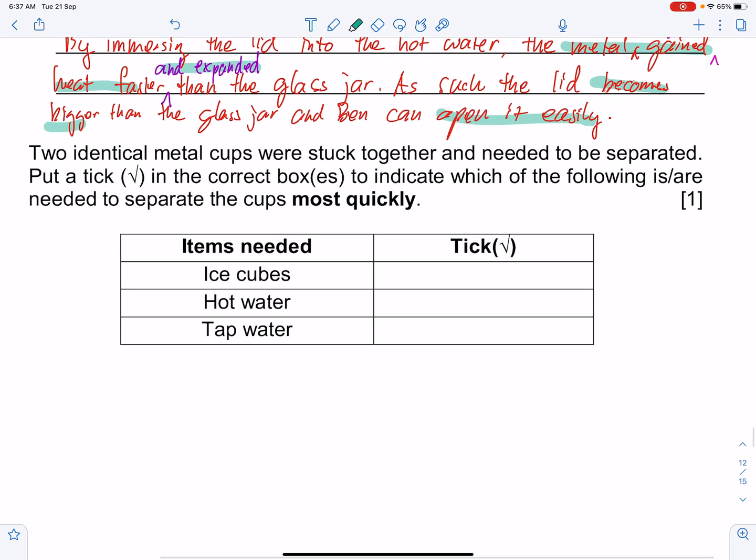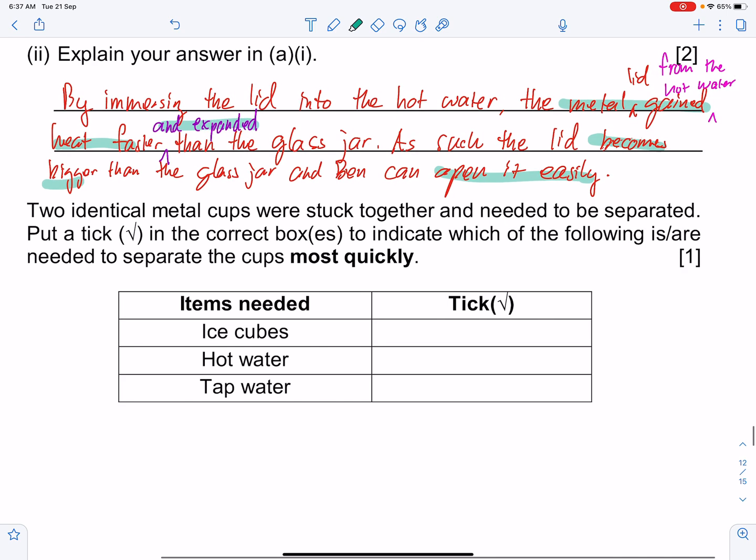Alright, pick two identical metal cups. Two identical metal cups were stuck together and needed to be separated. Put a tick in the correct boxes to indicate which of the following are needed. So when you have two cups like this and they didn't draw it for you, it's good that you draw it out so that you know what is happening. So this inner cup, this is A and this is B.